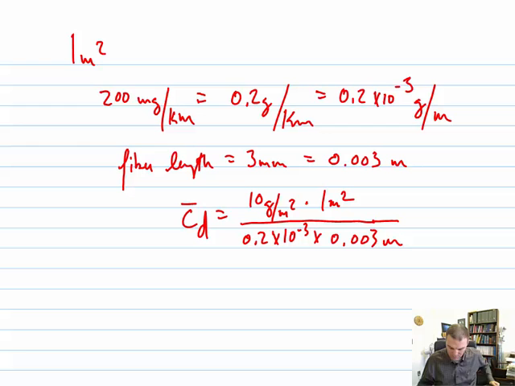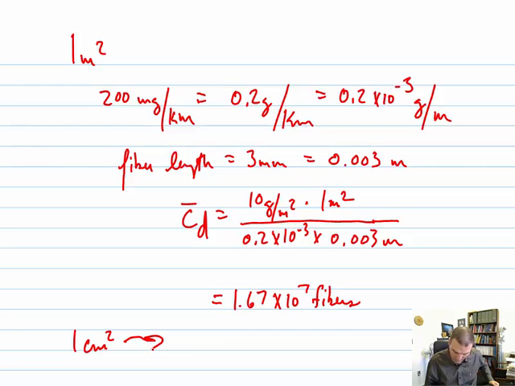You can work this through, and I think you should come up with a number that's on the order of 1.67 times 10 to the 7th fibers. Now if we used 1 centimeter squared, we have to convert this into square meters.